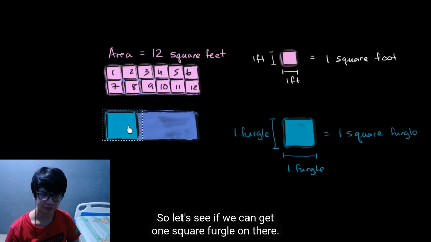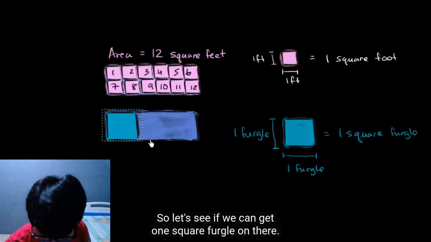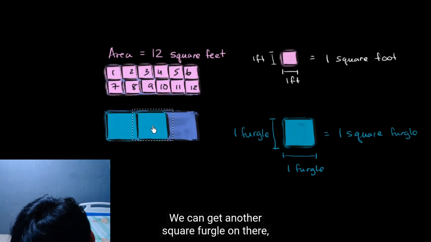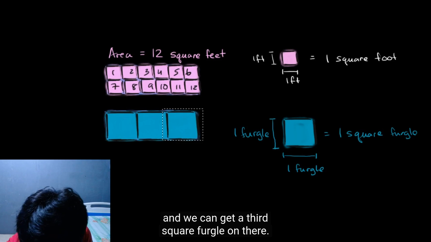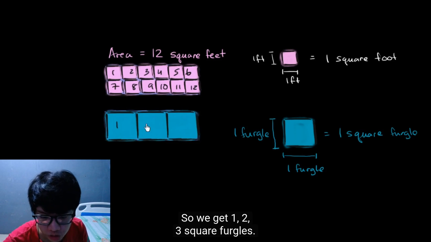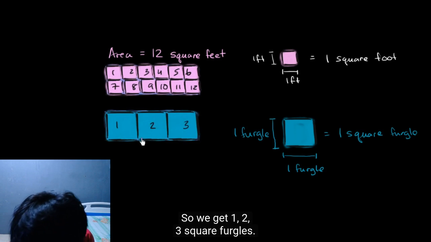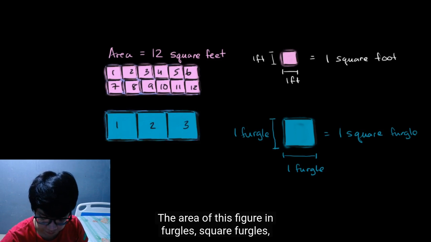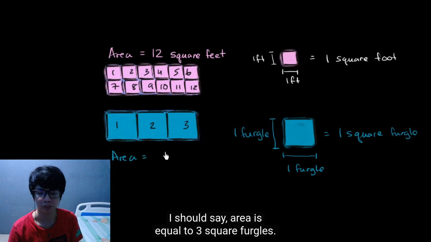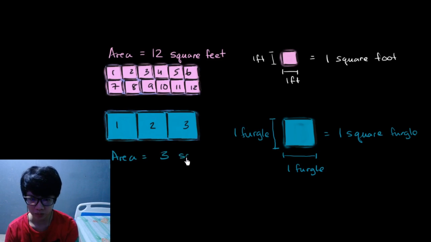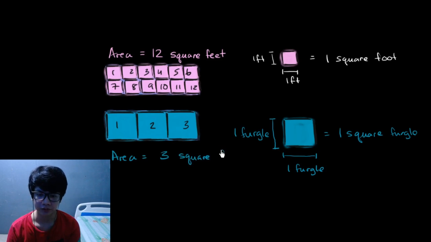So let's see, we can get 1 square fergal on there. We can get another square fergal on there. And we can get a 3rd square fergal on there. So we get 1, 2, 3 square fergals. The area of this figure in square fergals is equal to 3 square fergals.